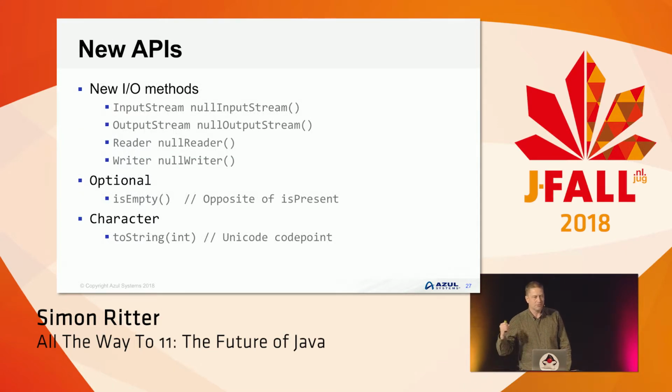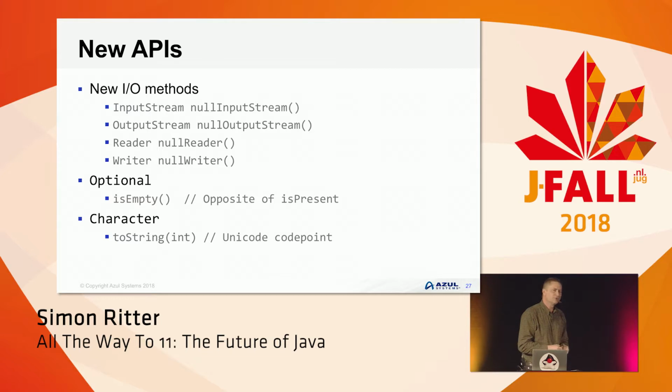New APIs that we find in JDK 11. So there's some interesting ones here. You now have the ability to get a null input stream and a null output stream. That's one that you can read precisely 0 characters from, and you can throw as many characters to as you like, and it will do nothing with them. So it's kind of like /dev/null.